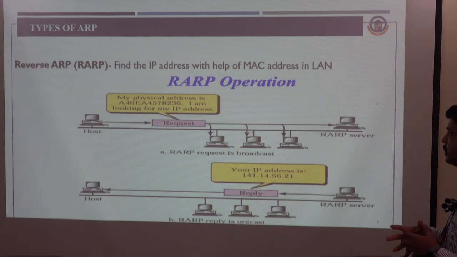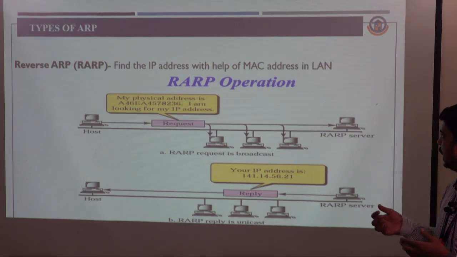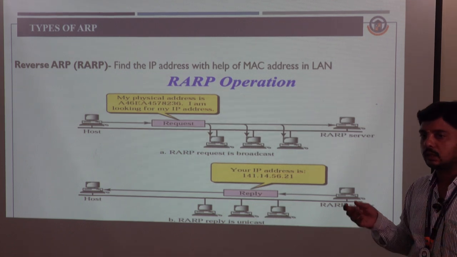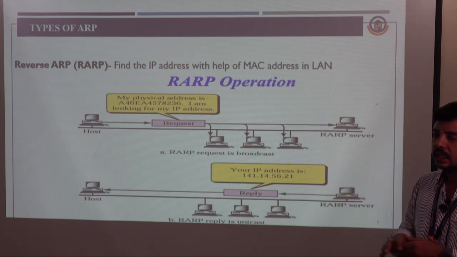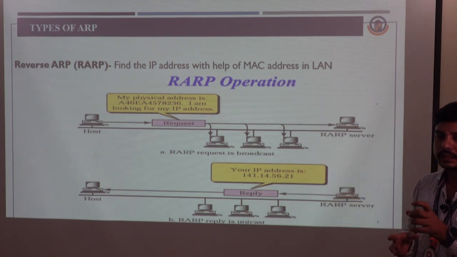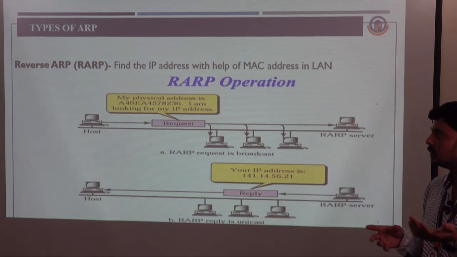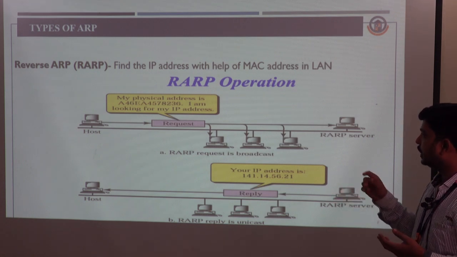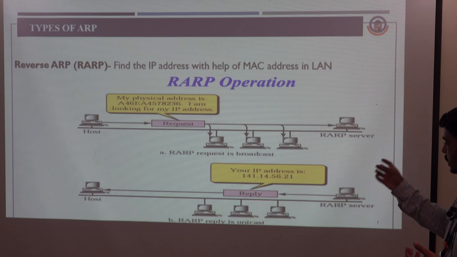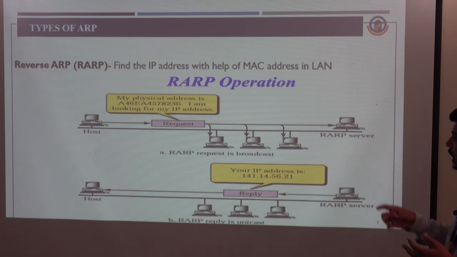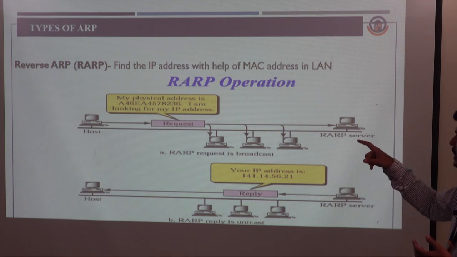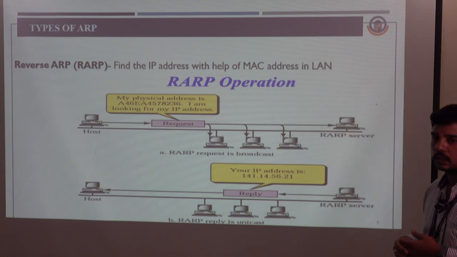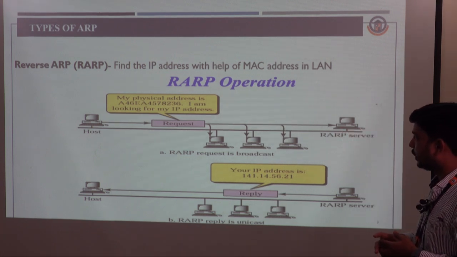Reverse ARP is used to find out the IP address with the help of the MAC address. In ARP, we find out the MAC address with the help of the IP address. Sorry, in reverse ARP, we find the IP address with the help of the MAC address. For example, a host computer wants to communicate with some other computer connected in the local area network. The host computer will generate a request: my physical MAC address is this hexadecimal number, and I am looking for my IP address. I don't have my IP address.